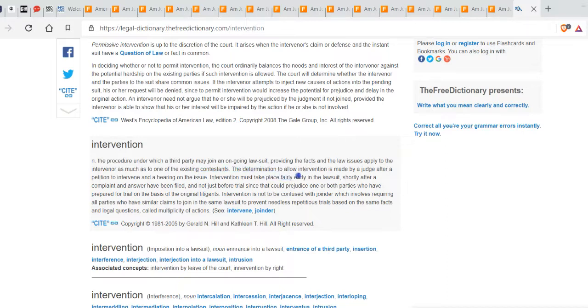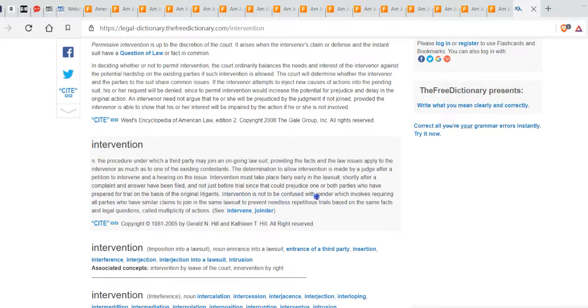The determination to allow intervention is made by a judge after a petition to intervene and a hearing on the issue. Intervention must take place fairly early in the lawsuit, shortly after a complaint and an answer have been filed, and not just before trial, since that could prejudice one or more parties who have prepared for trial on the basis of the original litigants. Okay, well, that makes sense. Don't throw something in at the end.